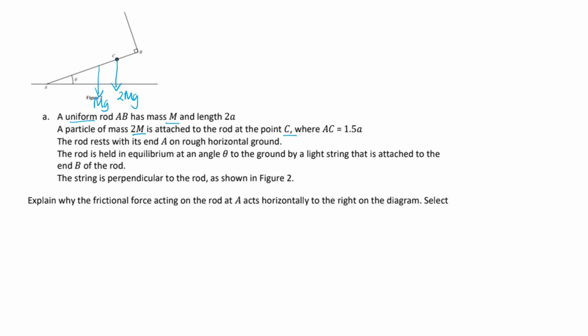The rod is held at A on rough horizontal ground, so because it's rough, we're going to have some friction. We've got equilibrium with an angle of theta, and the string being attached at the end of the rod at B. Well, we're going to have some tension there. Explain why the frictional force acting on the rod acts to the right on the diagram. Well, if this tension became slack, then the rod would slip this way, so friction is going to act to oppose the motion, and it's going to be that way.